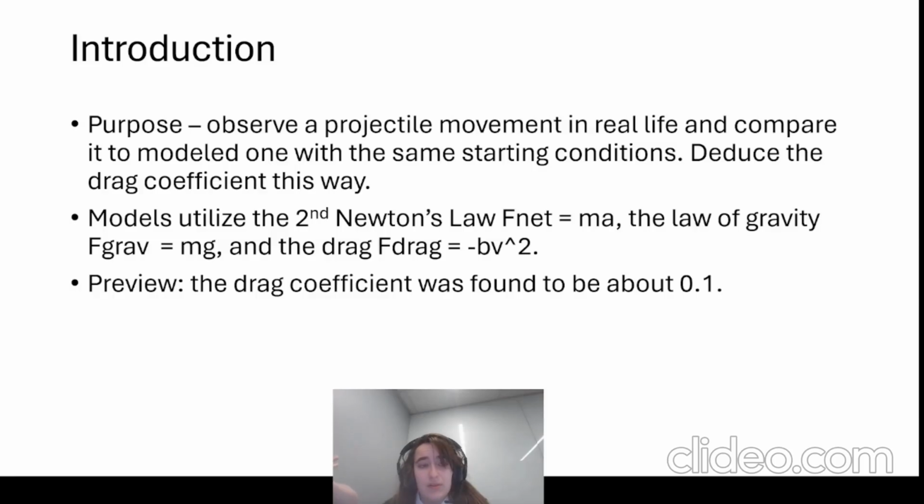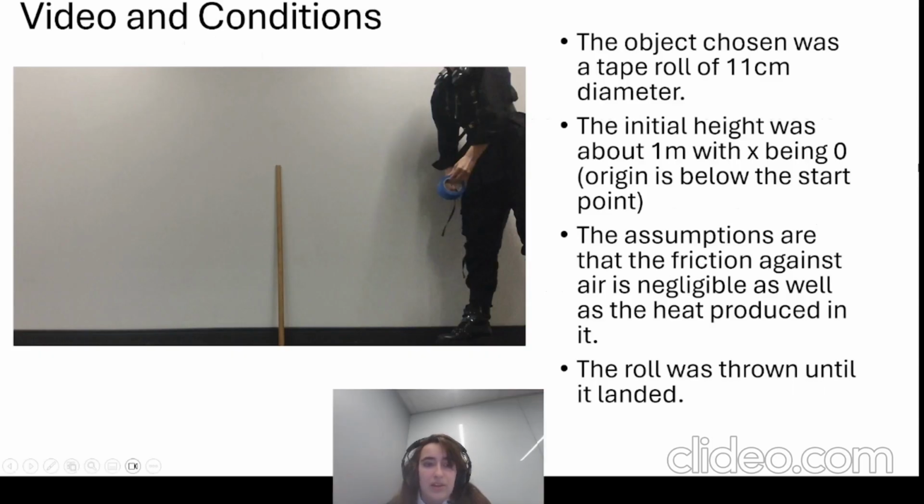The models utilize Newton's second law, F net equals ma, the law of gravity, F gravity equals mg, and the drag force, F drag equals minus b, that's the coefficient we're looking for, v squared. Preview of the results: the drag coefficient was found to be 0.1. So, here's the video of the experiment.